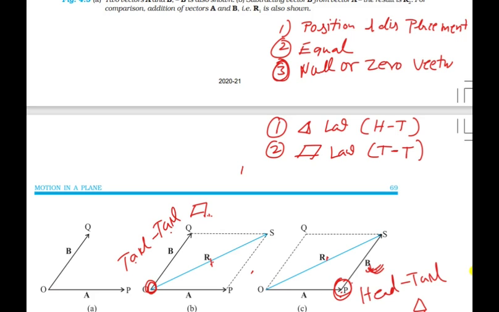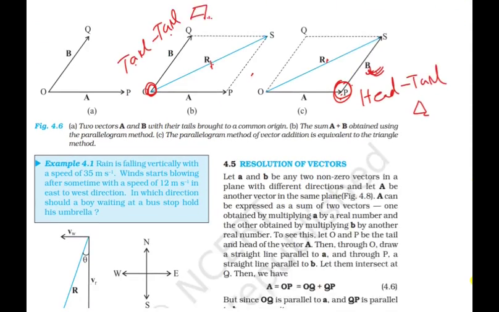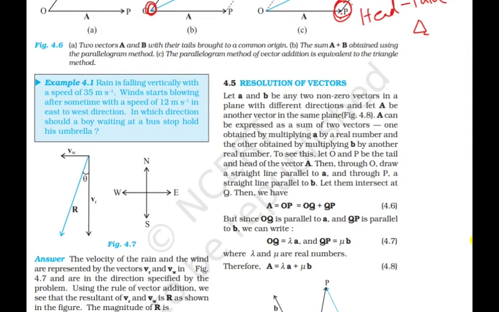Vector addition is very important. Vector addition is commutative and associative. There may be some spelling mistakes, so please ignore those things. Try to understand the concept. And so here is an example.